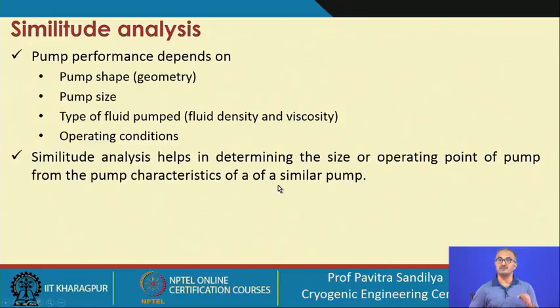So, suppose for a given pump I know the rotational speed and the H and Q values at that speed. But now if I want some other Q from the pump, that is, I want to change the flow rate, then what kind of rotational speed must I use? Or if I am changing the rotational speed, what kind of flow rate and head are expected from the pump? Or if I want to reduce my head, then what kind of speed should I create? All these combinations can be predicted if I do the similitude analysis.